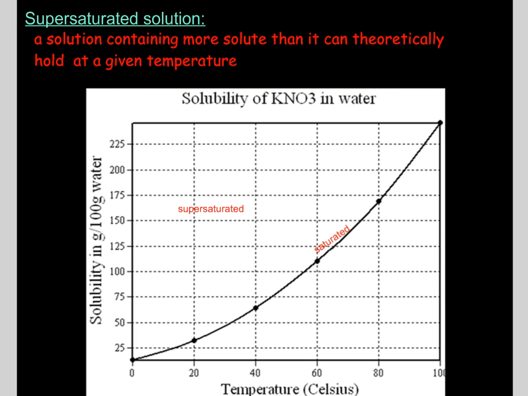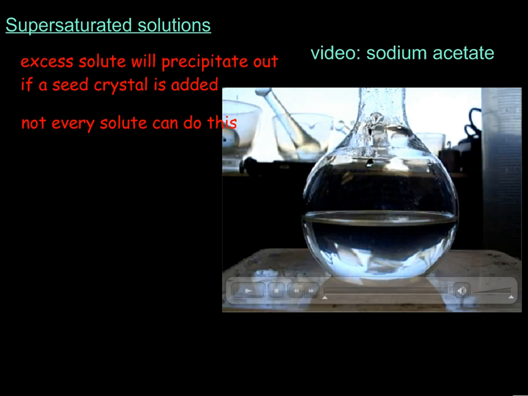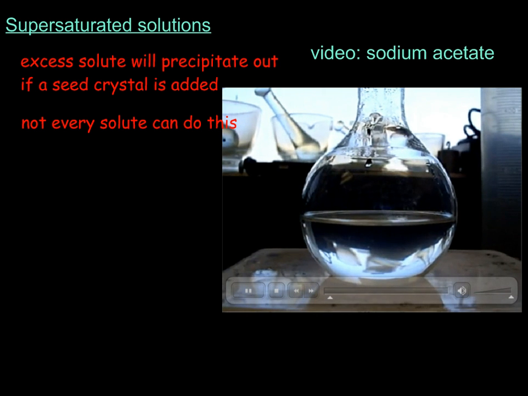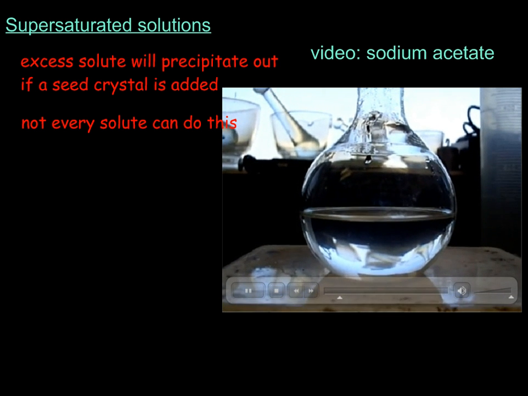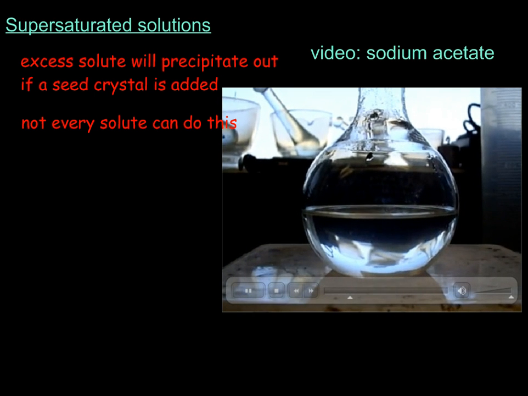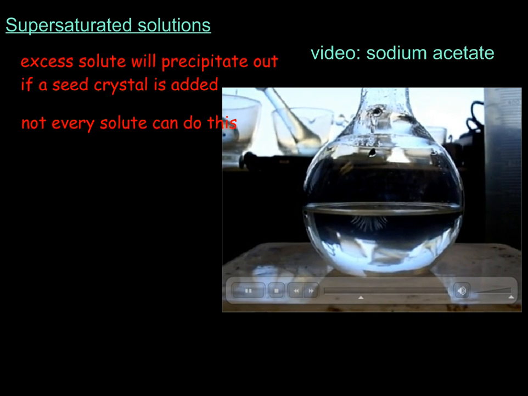Now you can have a supersaturated solution. This is a solution containing more solute than it can theoretically hold at a given temperature. So that would be any temperature and solubility above the curve on one of these solubility graphs. So a supersaturated solution, how is that even possible? Right? So the only way you can really do this is to start, well here, let's take a look.